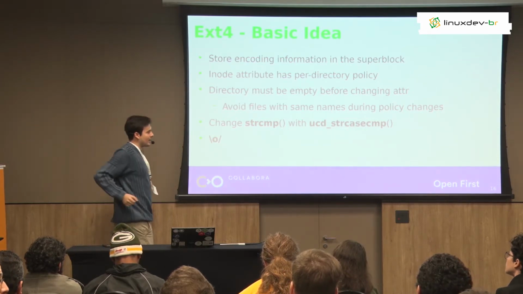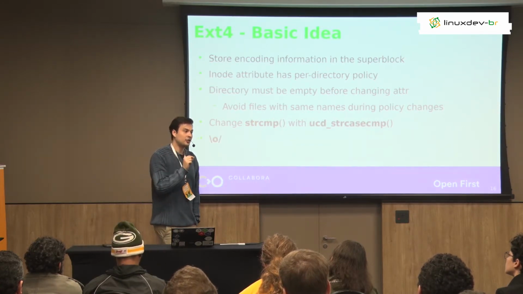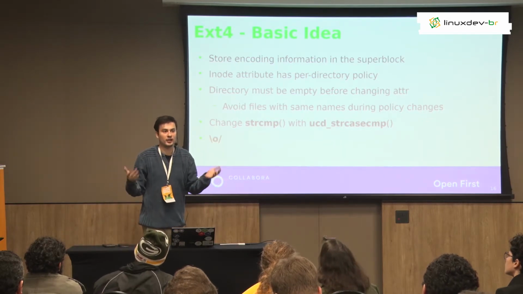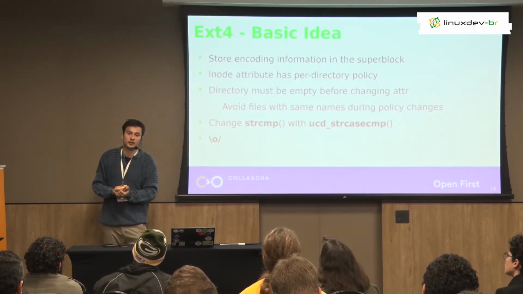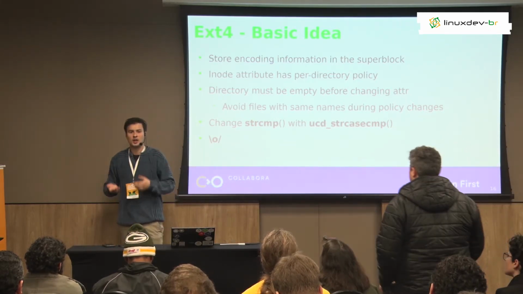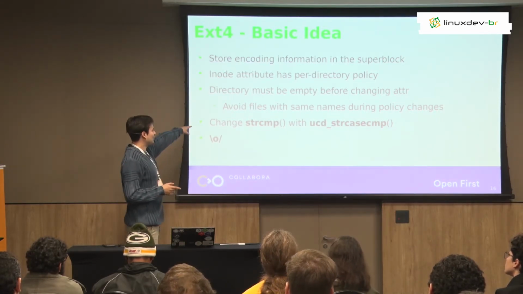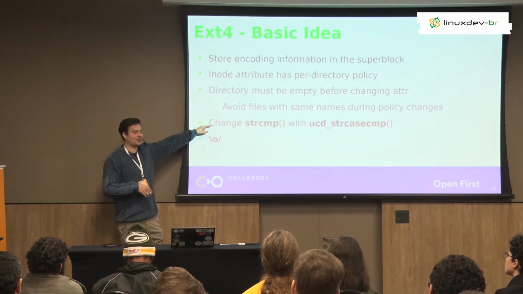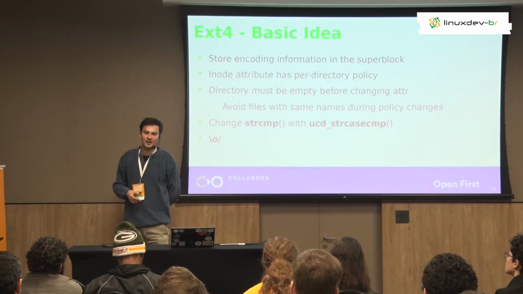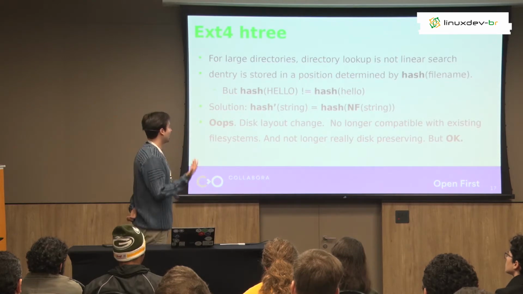The directory needs to be empty before changing this attribute, because if it's not, two files that had the same name only differing by case, if you make that directory case folding, they collide, you don't know which one to return. So we follow the same implementation done in fscrypt, for instance, for encryption. The directory needs to be empty, or I'm rejecting your request. And then we just go to the Ext4 compare of the entries and change str compare to UCD str case compare if the directory is case folded, and we are done. Thank you very much, except that it doesn't work.